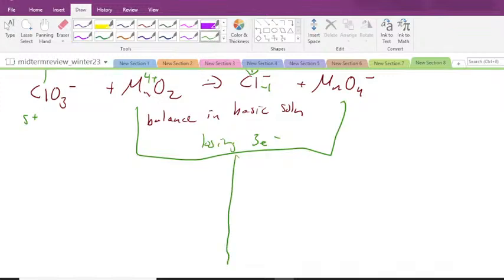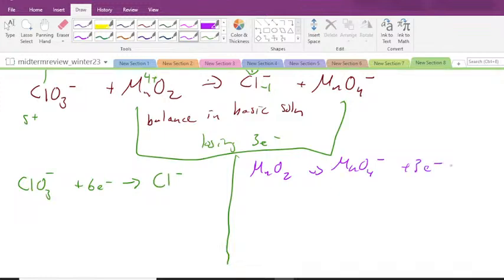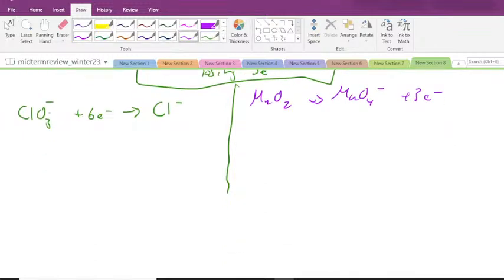So let's do that. And so I'll just start with the chlorine one. So chlorine plus 6 electrons gives us chloride over here. And then I'll write the other one. So MnO2 gives us our manganese oxide species plus 3 electrons. All right. So do you want to do the chlorine one first? So how should we balance this?